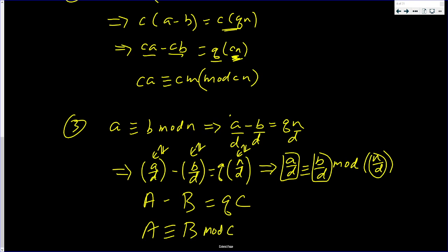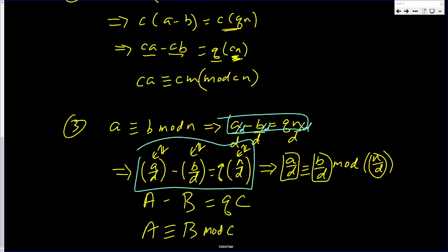I took A minus B equals Qn, because A is congruent to B mod n, and I divided each and every term by d. And that's clearly allowed, so I got this equation. And the fact that everything in each bracket is an integer, we got it.